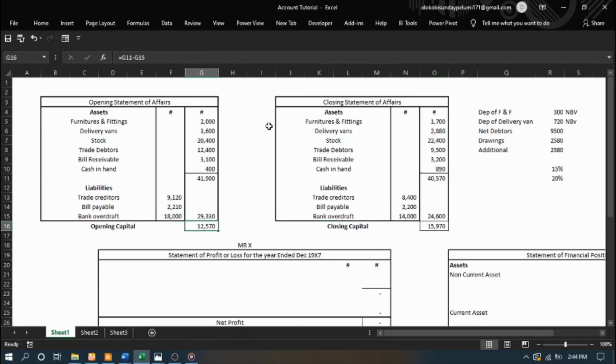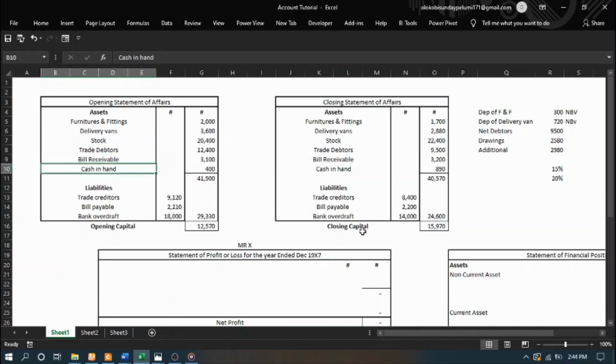So we know that our capital is always total asset, as our earlier formula, minus total liability. So this is our total asset here. Sum of this is our total liability. The difference gives us the opening capital. The same applies with this. Sum of this gives us our total asset, and the sum of all the liabilities gives us this. So the difference will give us our closing capital.